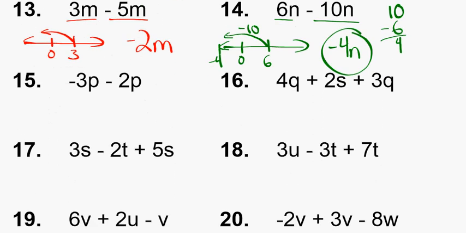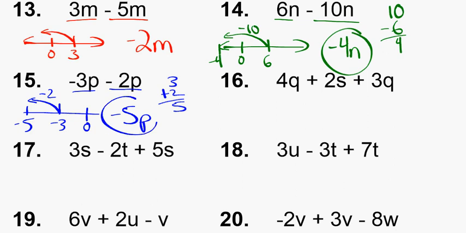Next, we've got negative 3p minus 2p. So you're trying to do negative 3, take away 2. So it's going to get further away from 0. Negative 3, take away 2 more. 3 plus 2 is 5. So I know we are at negative 5. So this is a negative 5p.